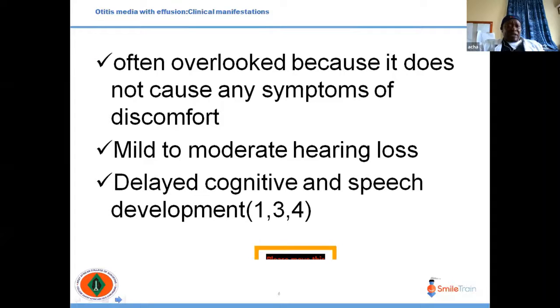Even though otitis media with effusion is often overlooked because it doesn't really cause symptoms of discomfort, for parents that are very attentive, they will tell you that the child is not hearing well, and they will have to shout before the child notices anything. So normally these children will present with mild to moderate hearing loss. There is delayed cognitive and speech development, essentially because children have to hear to be able to learn how to speak. So if children do not hear, then they'll have difficulties learning how to speak. That leads to delayed speech development and delayed cognitive development.